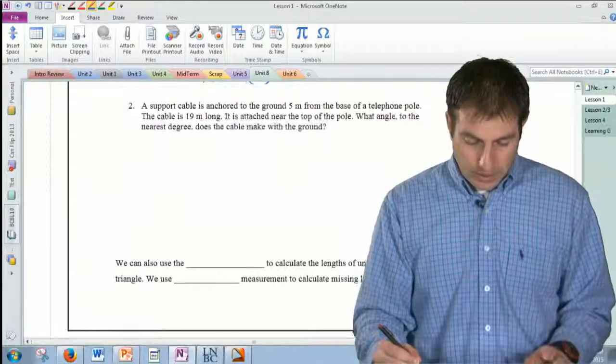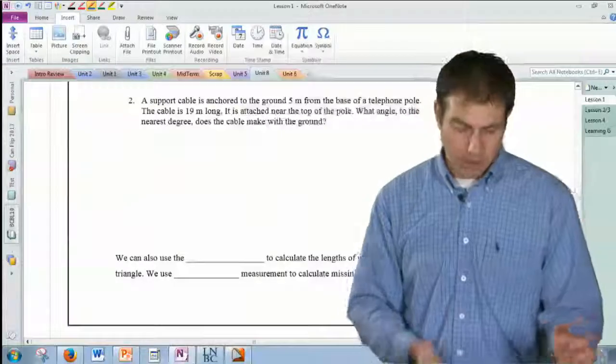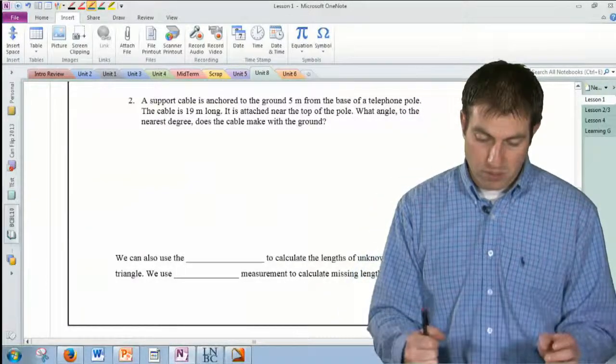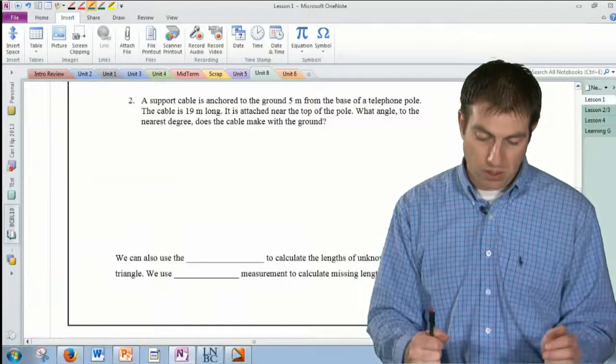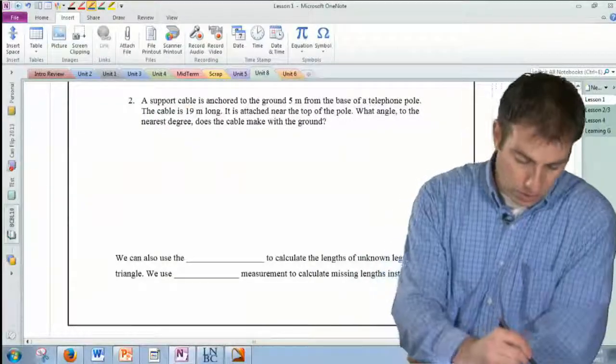All right. The next question here is kind of like a word problem. Same sort of idea. A support cable is anchored to the ground 5 meters from the base of a telephone pole. The cable is 19 meters long. It's attached near the top. What angle does the cable make with the ground? So let's draw a picture.